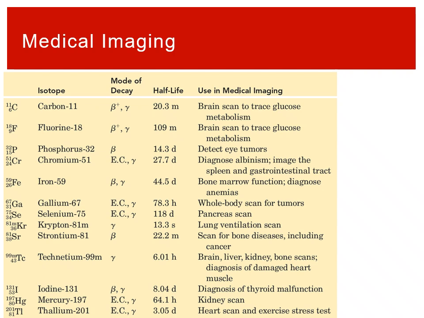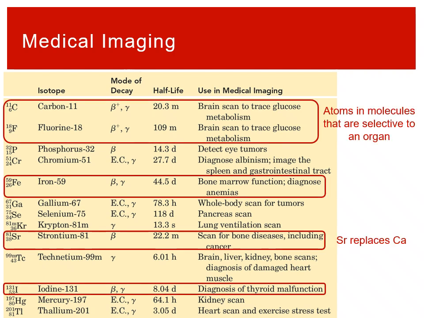There's hundreds of possibilities if you just want to find an unstable nucleus, but they're not all necessarily suitable for use in imaging. One of the things you need to be thinking about is, what sort of atom is going to be selective to a given organ that you're trying to trace. So the top two, carbon-11 and fluorine-18, those are both positron emitters, so they're used for PET scans.